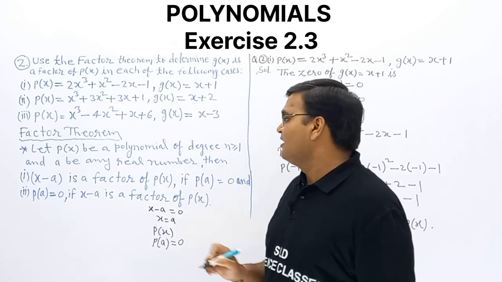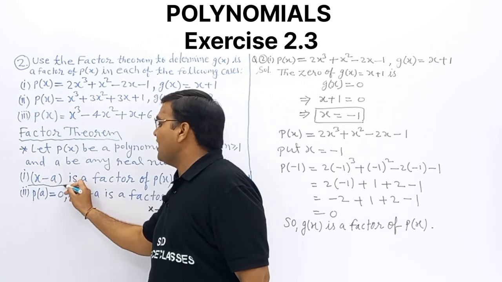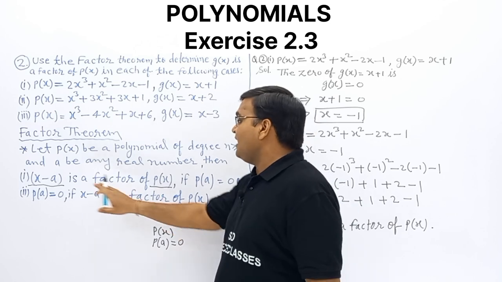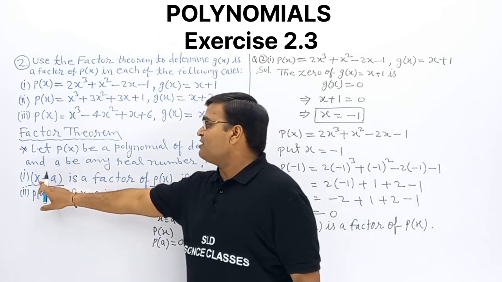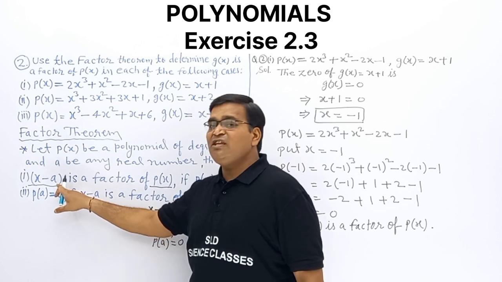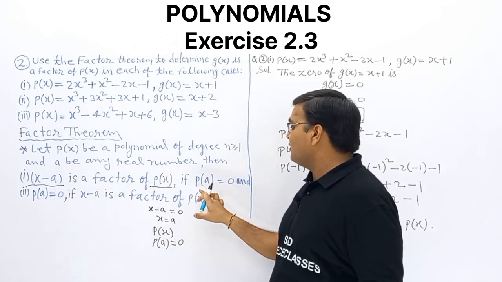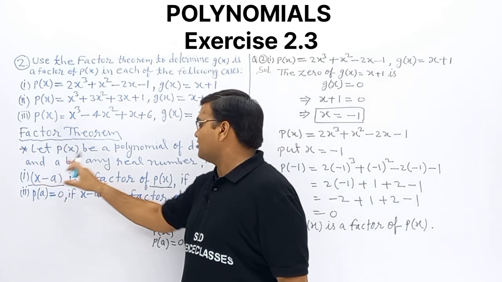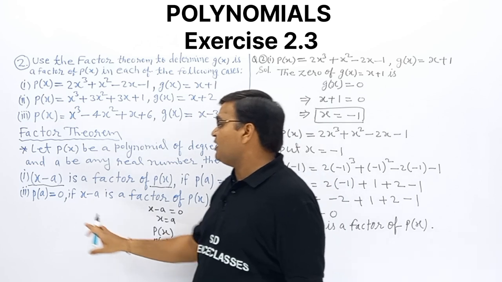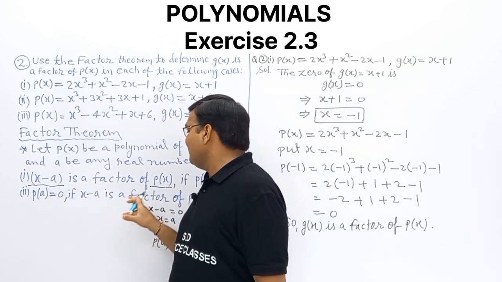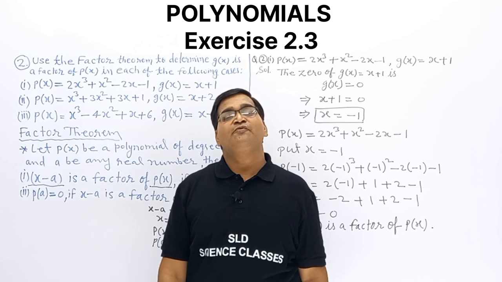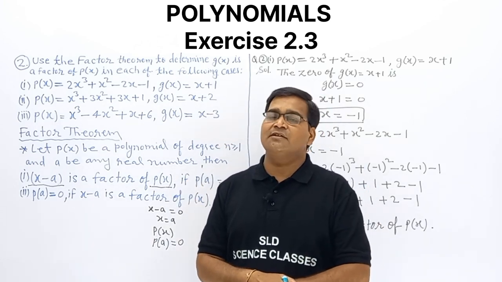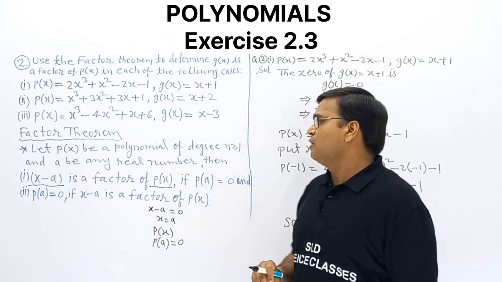Are you getting what I am saying? This is one factor of polynomial p of x. When is that possible? When x equal to a is put in the polynomial and we get p of a equal to 0, then x minus a is a factor of this polynomial. Another way to say it: if p of a equals 0, then directly x minus a is a factor of p of x. Clear? This is the factor theorem. We already studied it in question number 1 of this exercise, so no big problem.